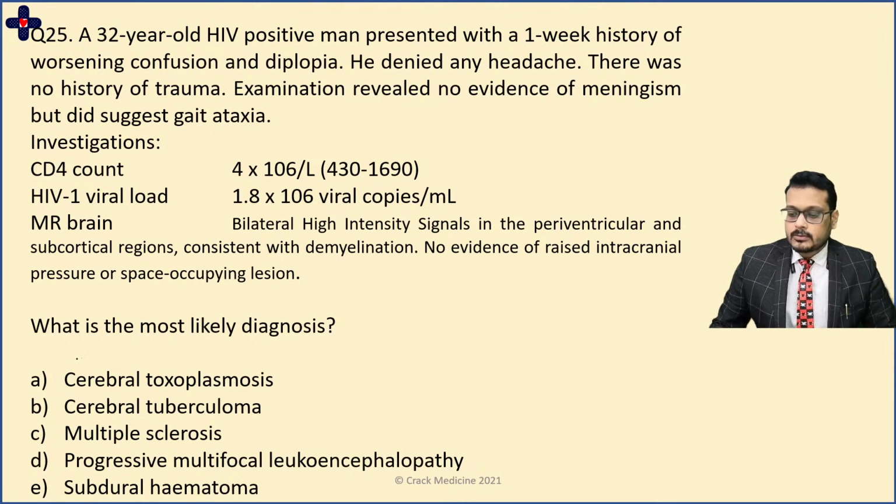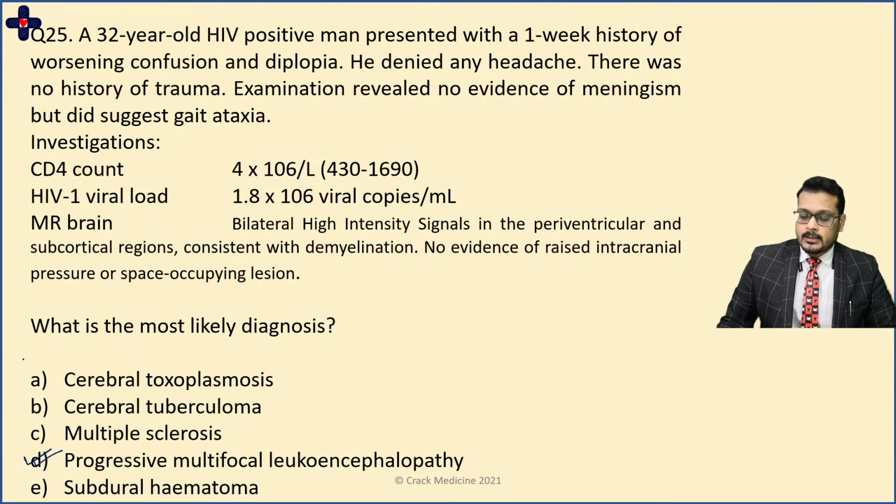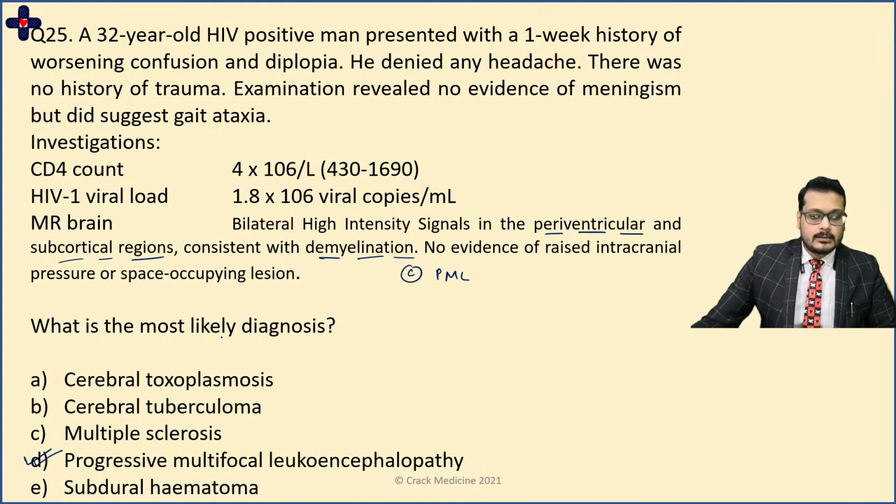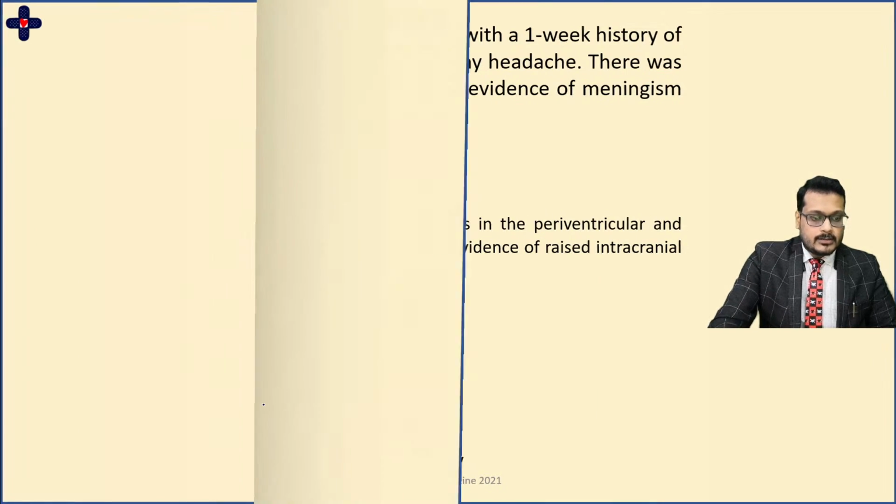So all of you have started answering again. That is D. Okay, so you are right. This is progressive multifocal leukoencephalopathy. So all of you are right again. So whenever you see this word periventricular and subcortical demyelination, this is very characteristic of PML. Okay, just remember this. And raised intracranial pressure or absence of SOL, this basically helps you rule out other things. Okay, so these are ruled out.